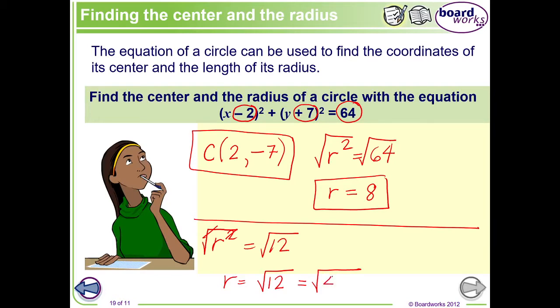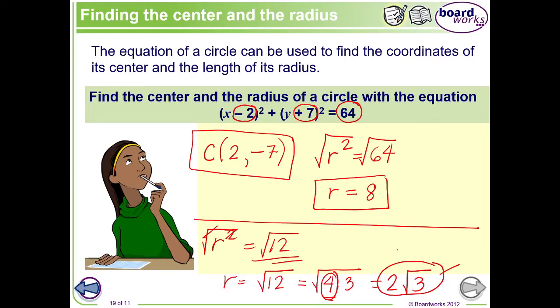4 times 3. Okay, 4 times 3. 4 is a perfect square. Now, what is the square root of 4? 2. Oh, you write it outside and you just write square root of 3. So, in case there is a choice in your quizzes like this, you need to simplify your answer.